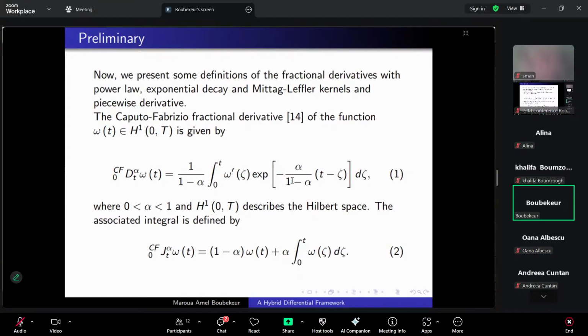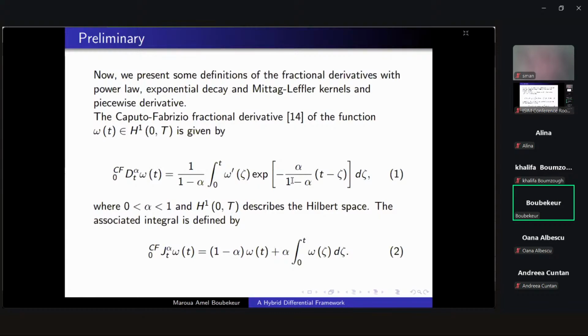In this part, I introduce some important definitions of fractional derivatives that we use in our model. Fractional derivatives allow us to include memory effects in a biological system, which is very important when modeling long-term virus behavior. We start with the Caputo-Fabrizio derivative, which uses an exponential kernel.